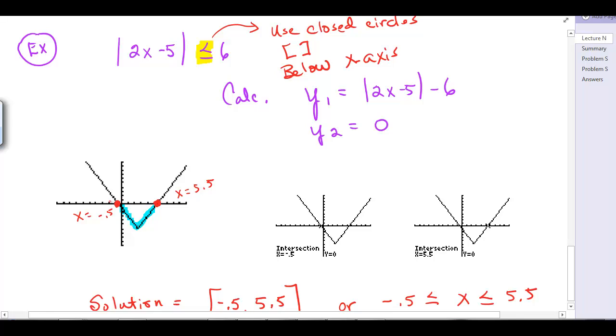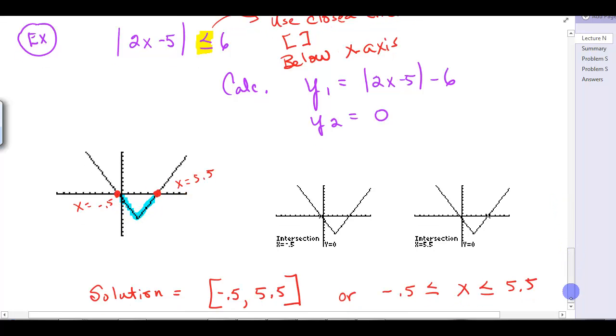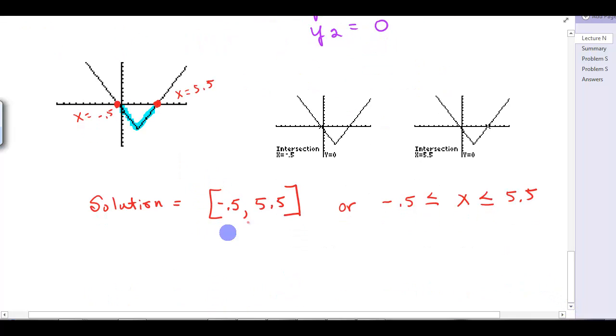All right. When you find the intersection, you get negative 0.5 and positive 5.5. The solution is the blue part. We include these numbers, so they'll be in brackets. So it's from this point, follow the graph, to this point. You could write that answer two different ways: in interval notation, or negative 0.5 less than or equal to x less than or equal to 5.5. We'll do both in the problem set. Let's look at the problems.